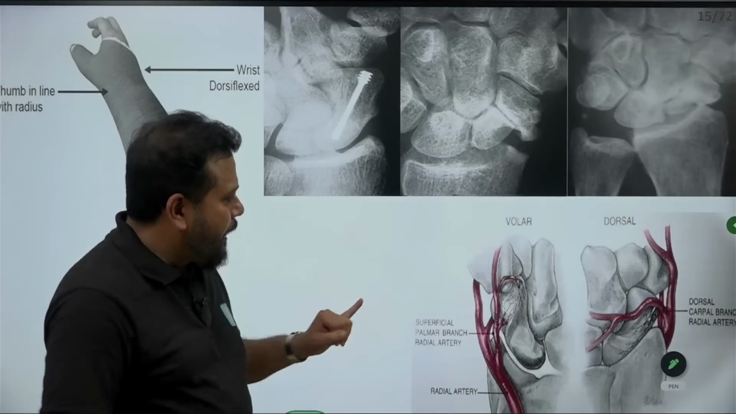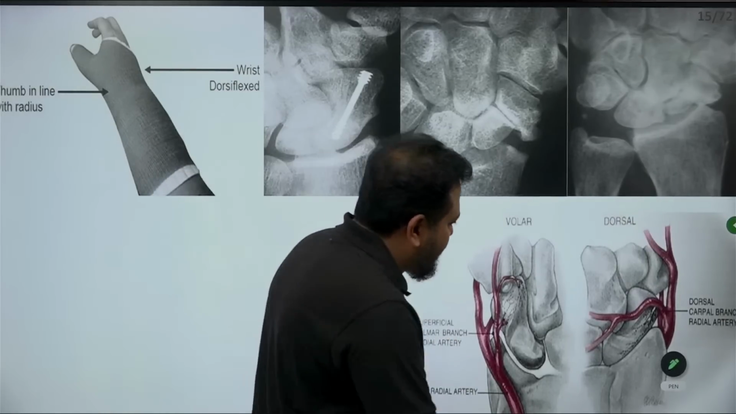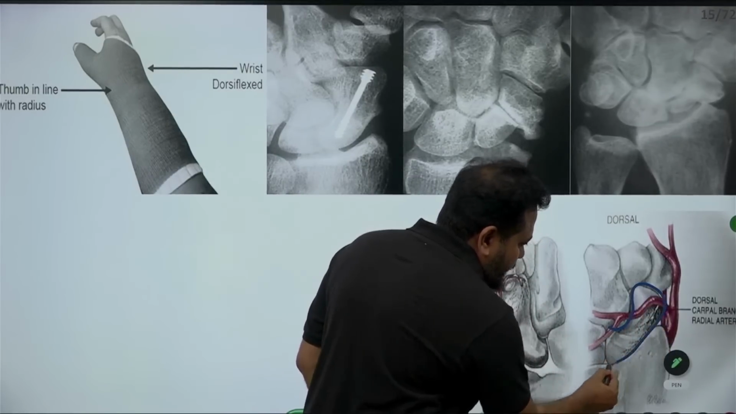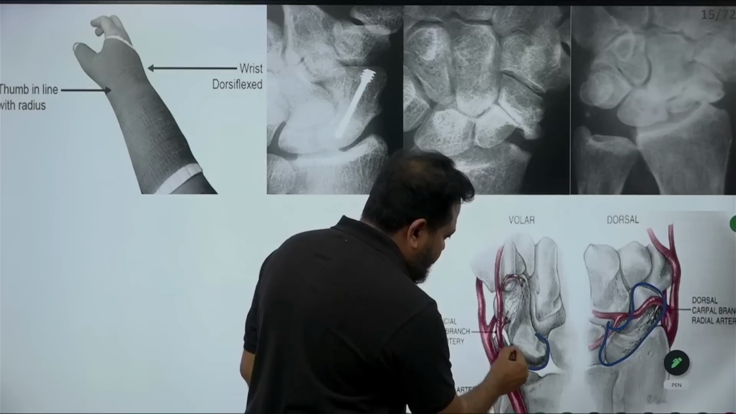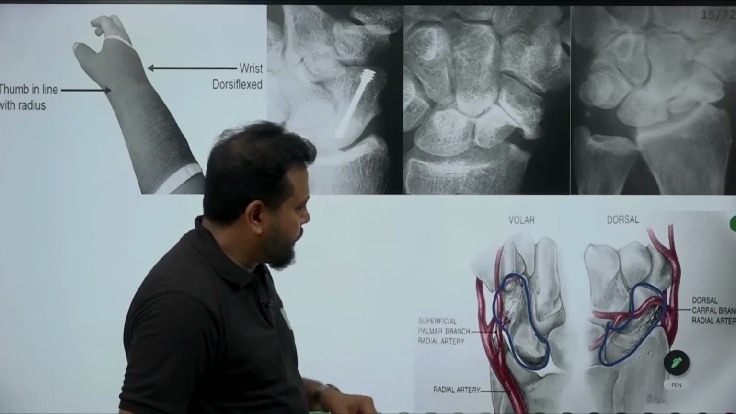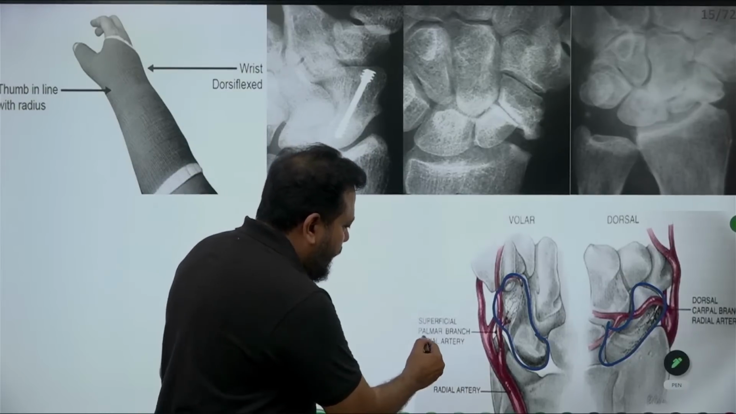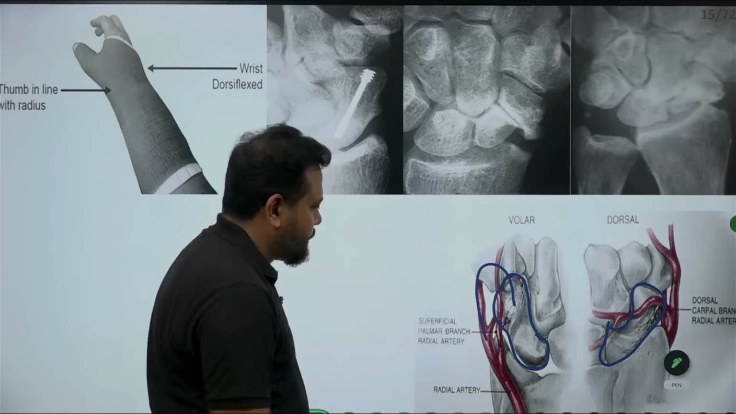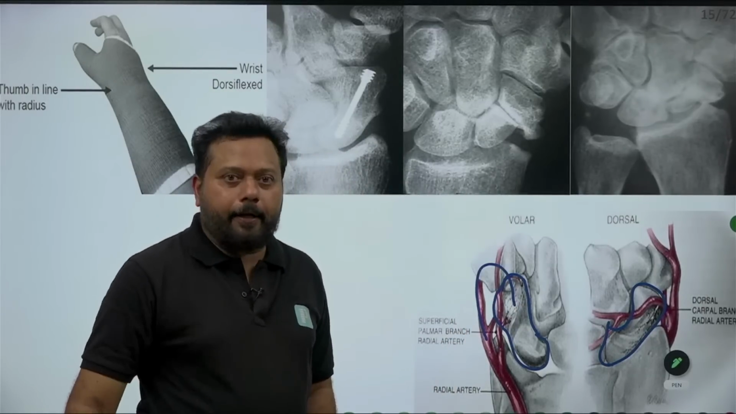Young adults. And naturally, you see the blood supply. This is the scaphoid bone. This is one view, this is another view. When you see what happens, the superficial palmar branch of radial artery enters the distal pole of scaphoid. The main blood supply of scaphoid bone is radial artery.